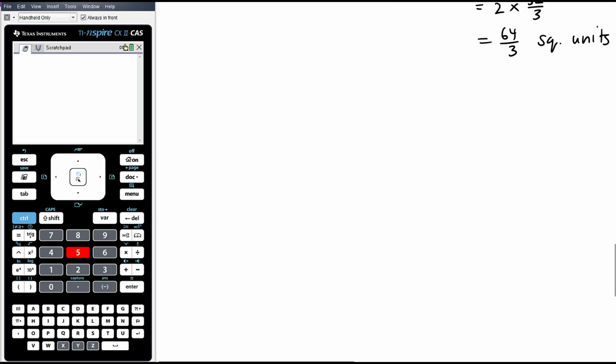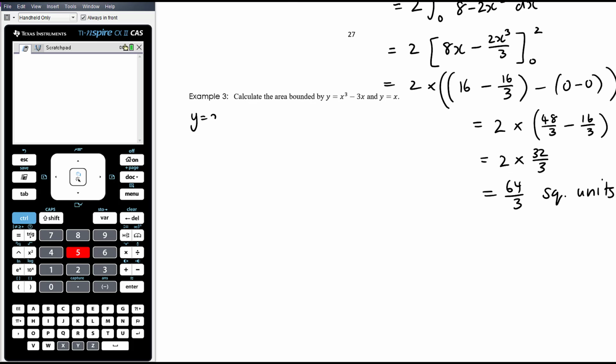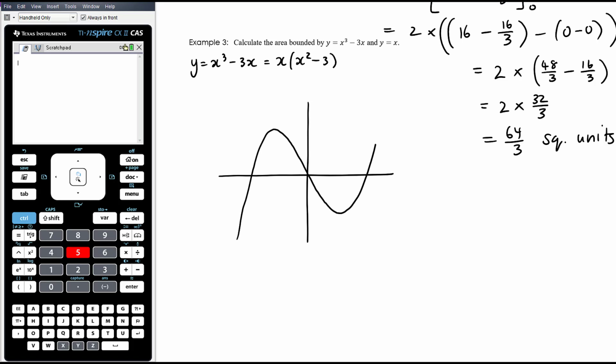Okay, and then I think our final example here. Calculate the area bounded by y equals x cubed minus 3x and y equals x. Okay, so x cubed minus 3x, x is a common factor there, leaves us with x squared minus 3. So the x-intercepts are going to be at 0 and plus minus root 3. It's a positive cubic, so it's going to look something like that. That's positive root 3. That's negative root 3. And then we also want y equals x, which is going to be something like that.